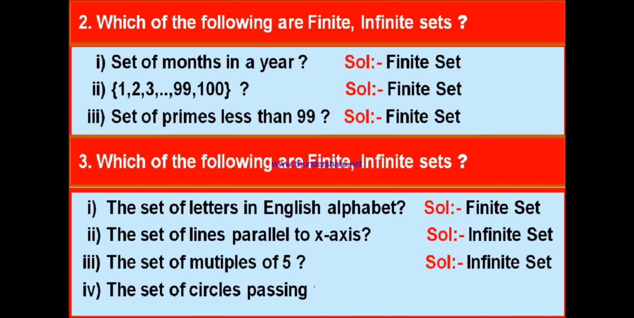Fourth bit, the set of circles passing through 0, 0, the origin. Passing through the origin, how many circles can you draw? You try. 0, 0 is a point. Passing through one point, you can draw infinite number of circles. You may try once so that you may understand that this set contains infinite number of elements. Therefore, this set is an infinite set.